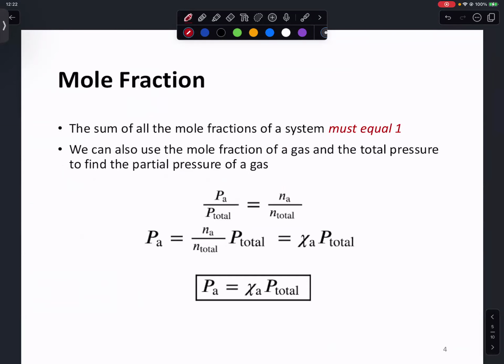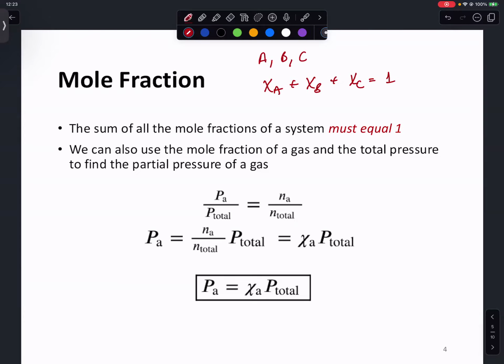Now, another thing is for mole fraction, if you have, say, three components, gases A, B, and C, the sum of the mole fractions of, sorry, I wrote B first, A, B, and C must sum up to 1. And this relationship can make our lives easier when we're talking through calculations and can save us time.